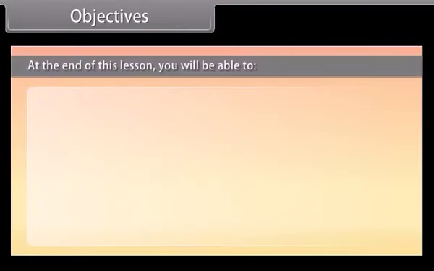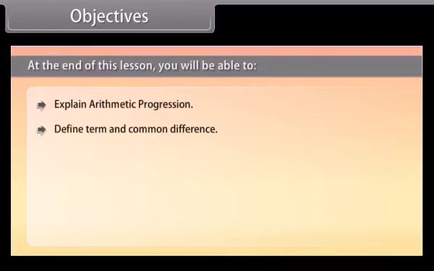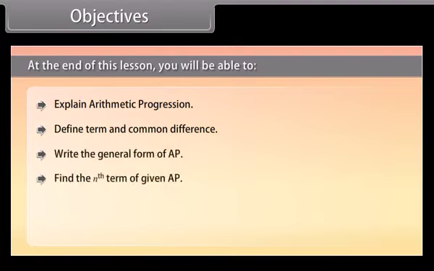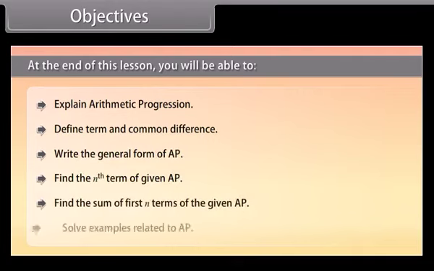At the end of this lesson, you'll be able to explain arithmetic progression, define term and common difference, write the general form of AP, find the nth term of a given AP, find the sum of the first n terms of the given AP, and solve examples related to AP.